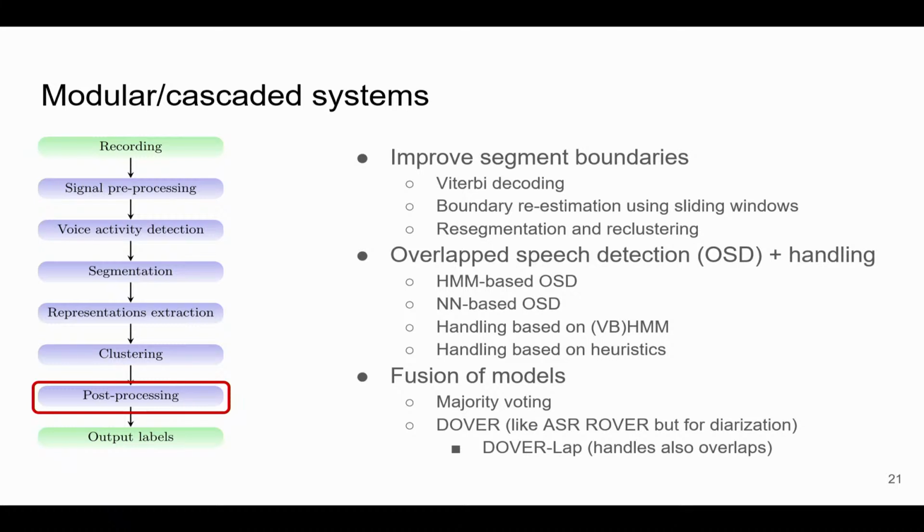Also, so far, I didn't comment on overlap. None of these other steps really handles overlap, because when you do clustering, you assume that, normally, that embedding represents or corresponds to only one speaker. So you're not doing anything if two of them appear together. So the way of inserting overlap detection here, handling overlap, is by doing overlap detection and then doing some handling of it. So overlap detection has been done with hidden Markov models, but then later with neural networks.